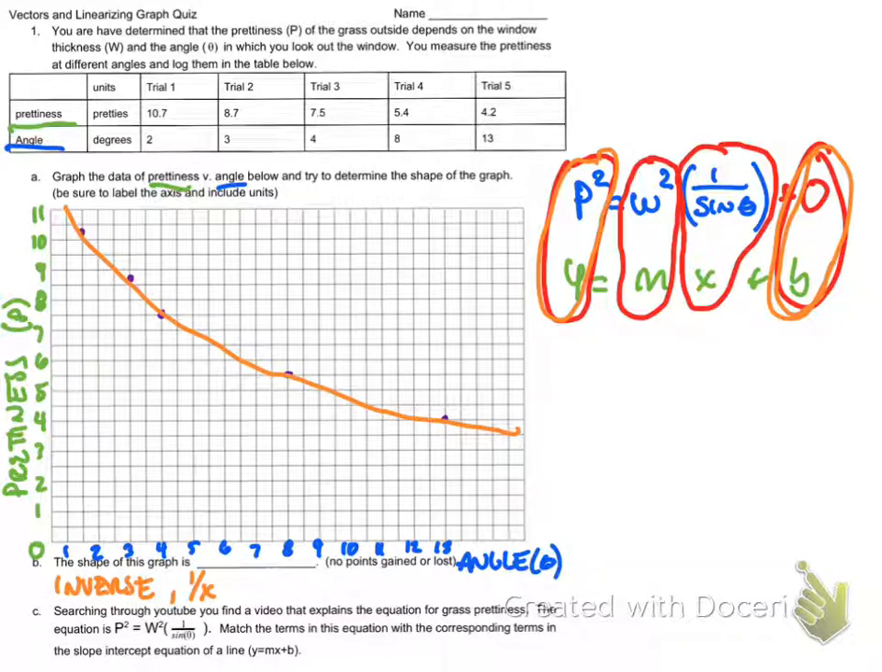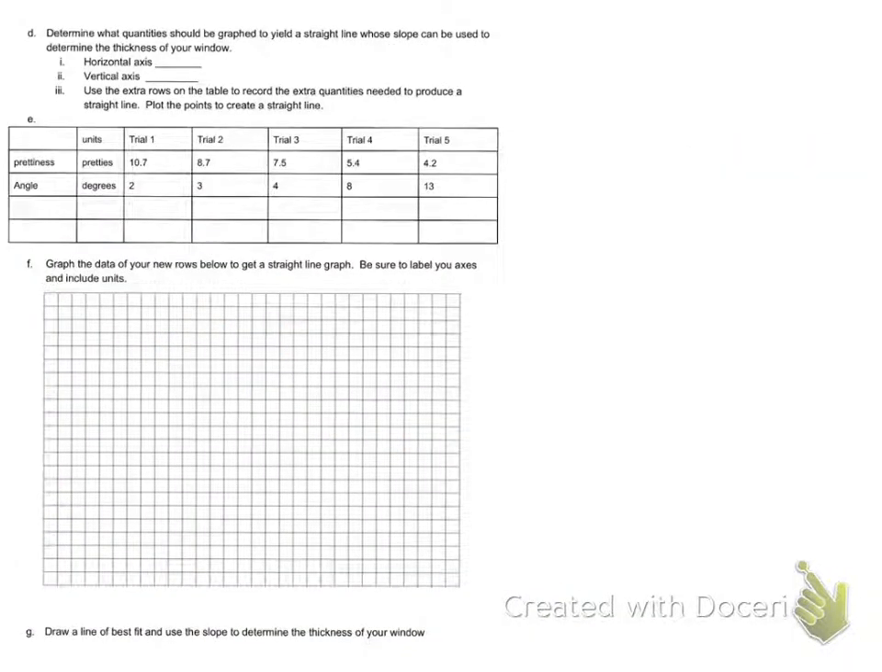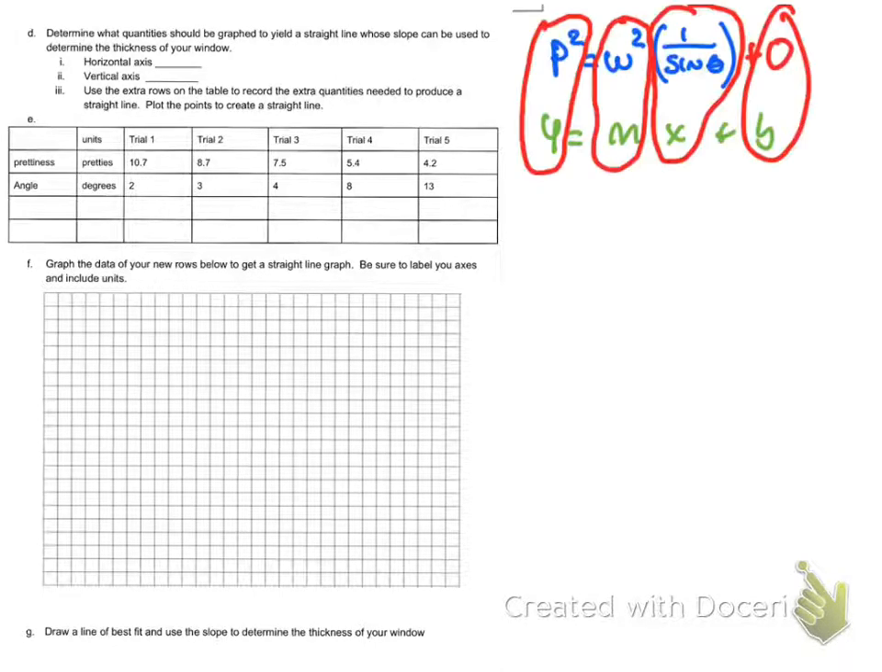The probably most difficult part here is what x is. So we graphed theta. Well, what did somebody do with theta in this equation? They took it and they made it 1 over sine theta. So that's what we want on our x-axis, is this 1 over sine theta. And then our slope, m, should be w squared. So what we need to do is we need to get the values for this.